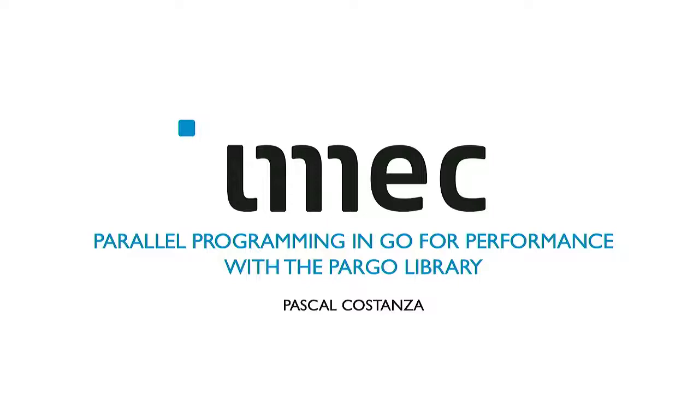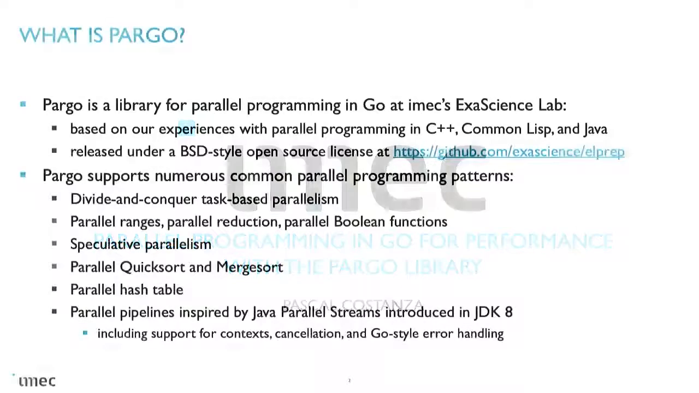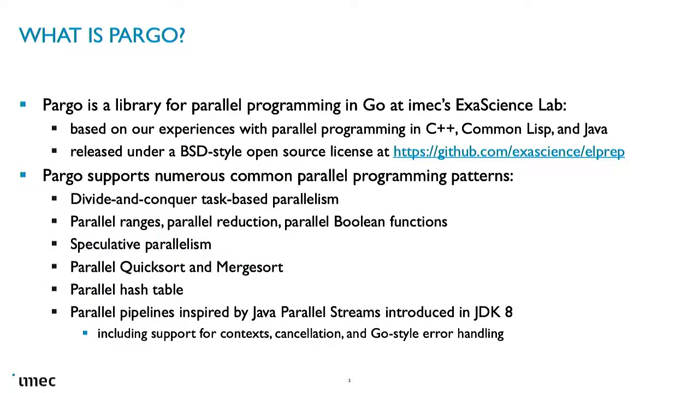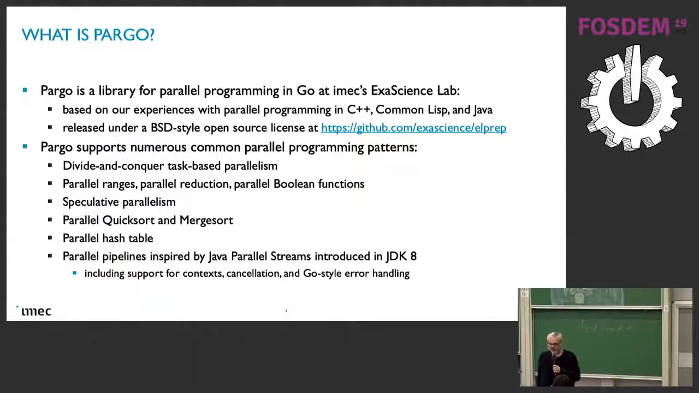So I'm going to talk about the Pargo library. What is Pargo? Pargo is a library that we developed at IMEX Exascience Lab here in Belgium, and it's a library for parallel programming in Go. It's based on our experiences with lots of different other parallel programming exercises and languages in C++, Common Lisp, Java, and a few others. And we released it under a BSD-style open source license at this URL that you can see right there.